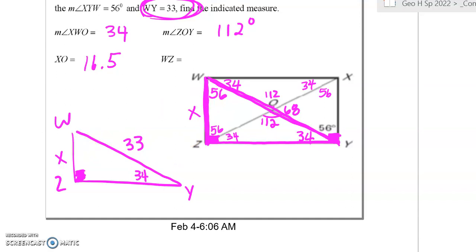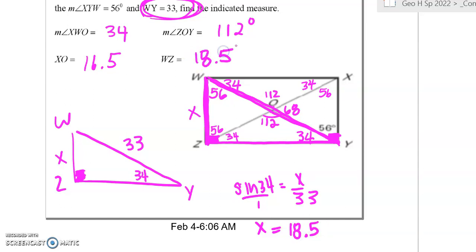Sine, cosine, or tangent? Sine of 34 is X over 33. This is where you cross multiply. X is sine of 34 times 33. Making sure we're in the right mode, 18.45 or 18.5.